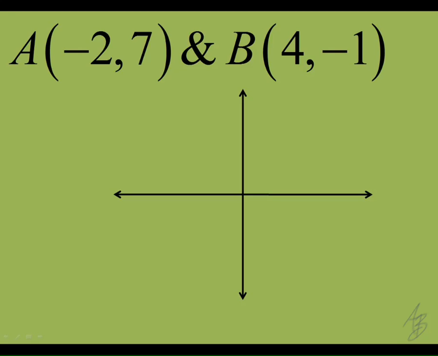Jimmy? For A, go left 2. Okay, so I'll just make a mark where I think -2 should be. And then up 7, so I'll make a mark where I think 7 should be. And so then that point A is going to be where? Right, straight up from the -2 and straight over from the 7, and that's going to be point A.